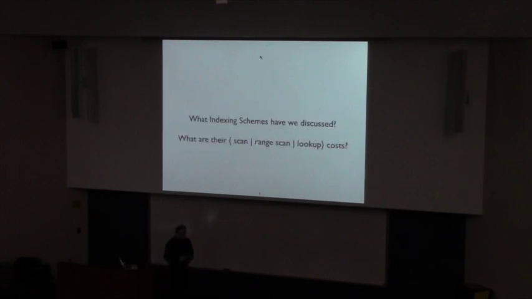Over the last couple of classes, we've talked about a couple of different indexing schemes. Give you a chance to wake up a little bit, especially with the crappy lighting. What are some schemes? Call them out. Tree, which, what kind of tree indexes have we talked about? The B plus tree, okay. All right, a hash.